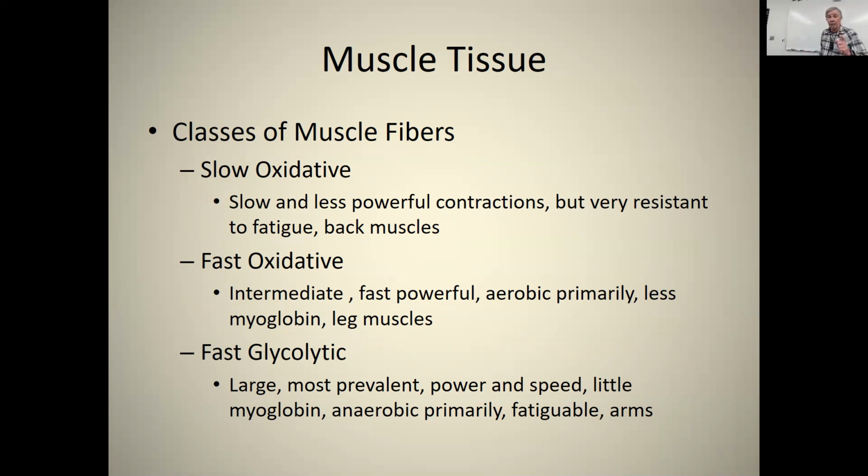And then fast glycolytic: large, most prevalent, power and speed. Little myoglobin, anaerobic primarily, and they're very fatigable. And this is in the arms. So I noticed that in the gym, you go onto a stationary bike and you start riding, and you can go pretty fast for quite a while before your legs really get tired, okay? These are fast oxidative because even though you're going faster, you're still staying oxidative and using oxygen, and you can go farther before they get fatigued.